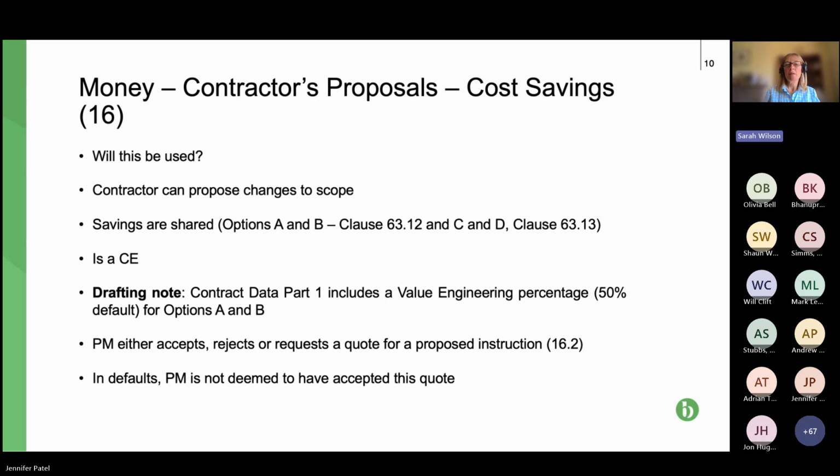So I said I'd come back to how options A and B work. Well, in the contract data part 1, there is now a section where the parties have to complete how any savings will be shared. So the default is 50-50. So contractors, subcontractors, if you think this might apply to you, you need to consider possibly adjusting that saving to make sure you maybe get more than 50% if you think that's reasonable.